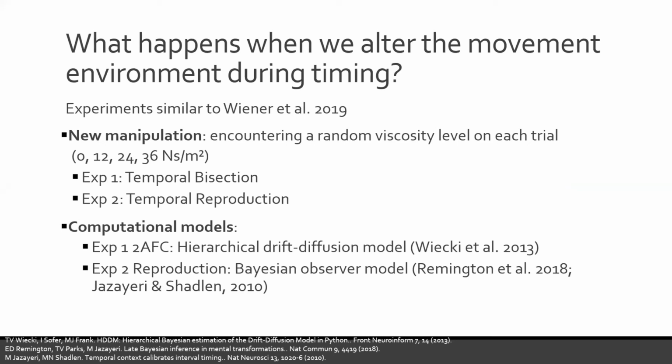In the first experiment, we tested this in a temporal bisection or temporal discrimination procedure. And in experiment 2, we tested this in a temporal reproduction procedure. We also employed computational models to describe these behavioral results. In particular, we wanted to dissociate the perceptual effects from the downstream effects in both of these. I will explain both of these in a moment.